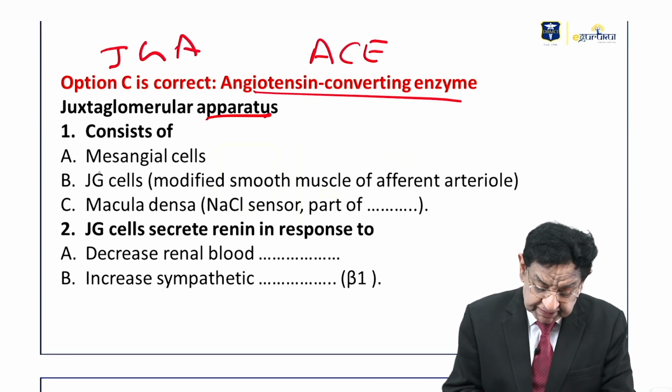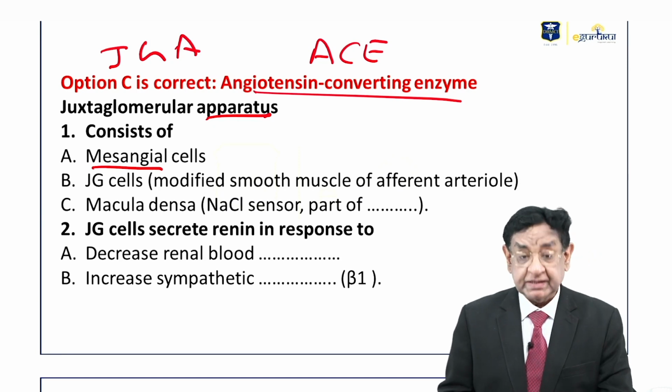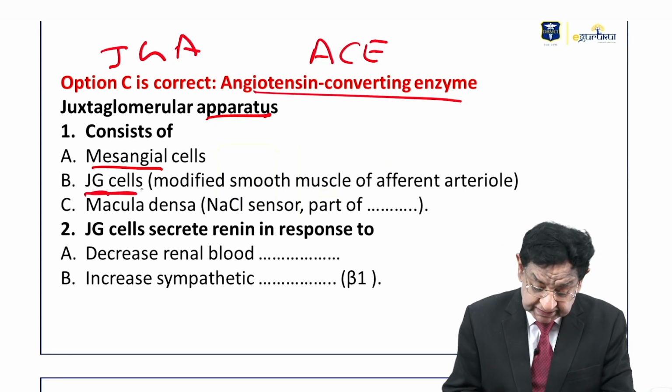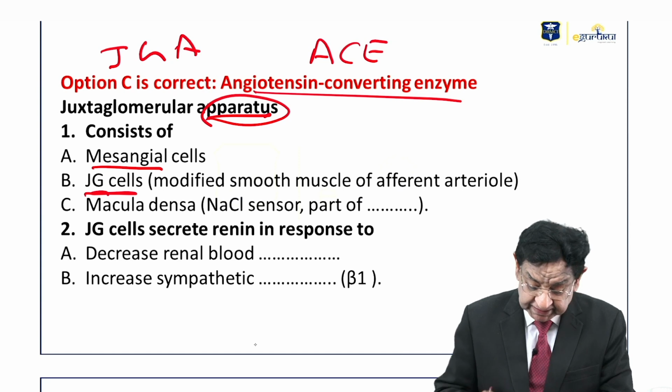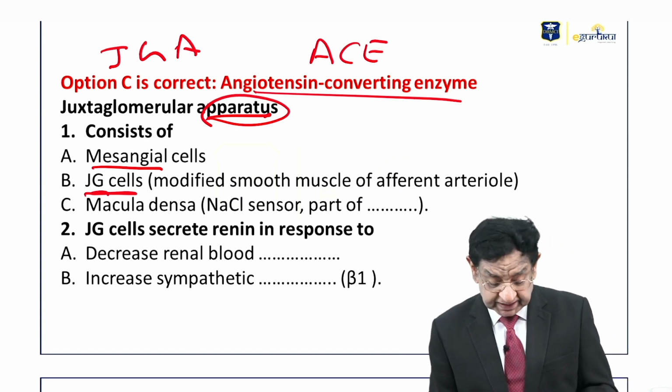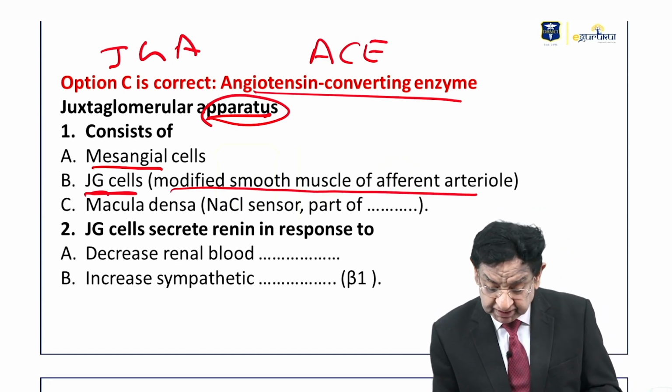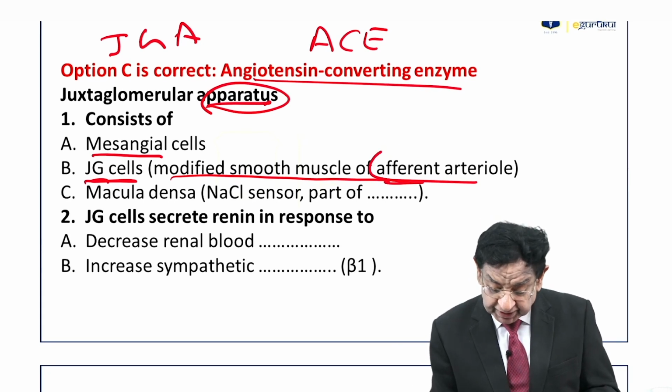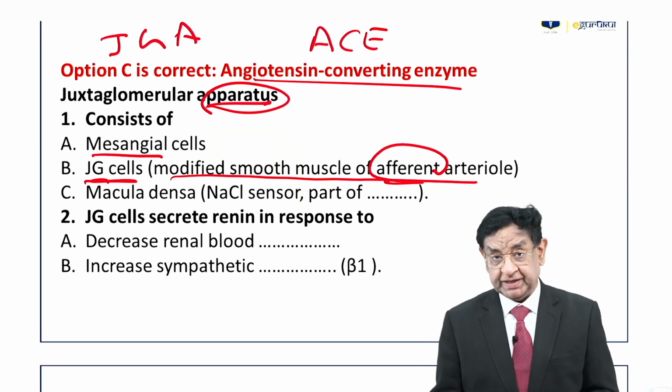It consists of mesangial cells. It consists of JG cells. This is the apparatus, this is the cells. What are these cells? They are nothing but modified smooth muscle of the afferent arteriole. That point has to be noted very carefully.